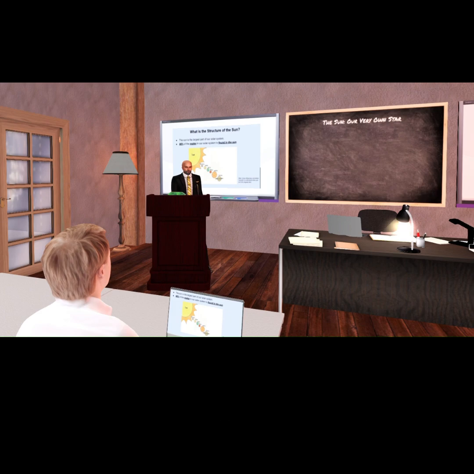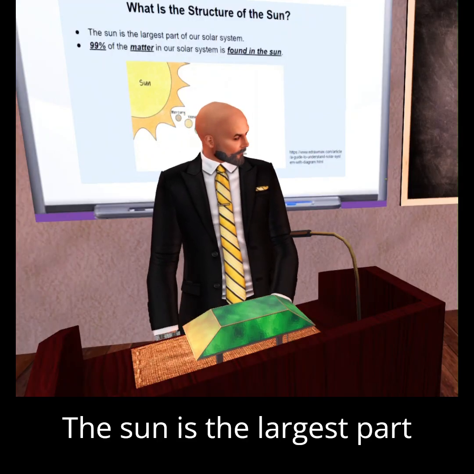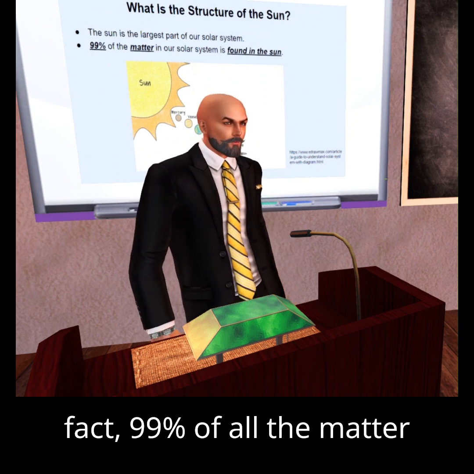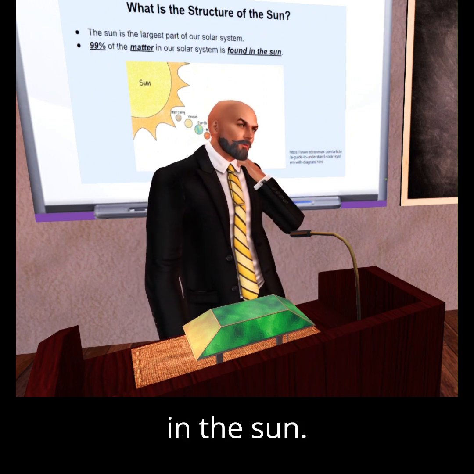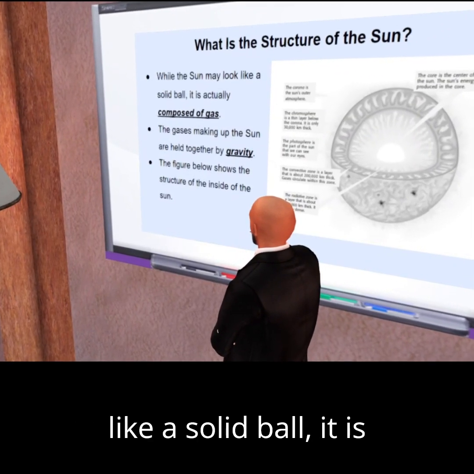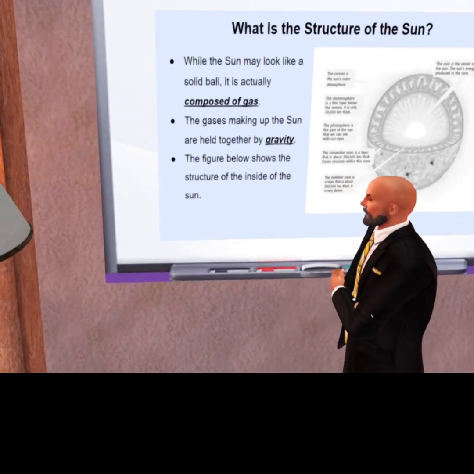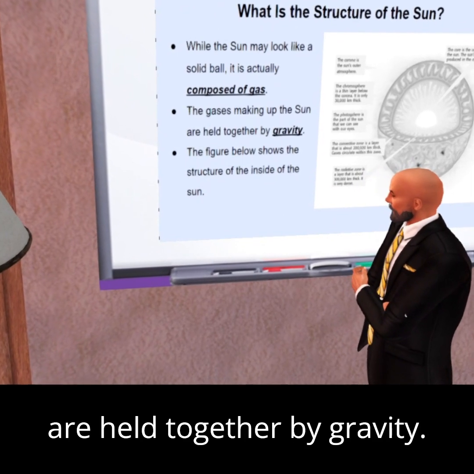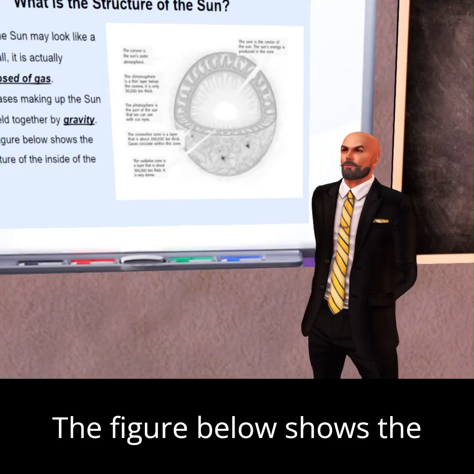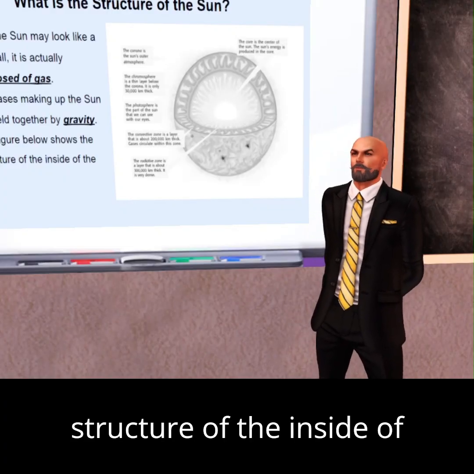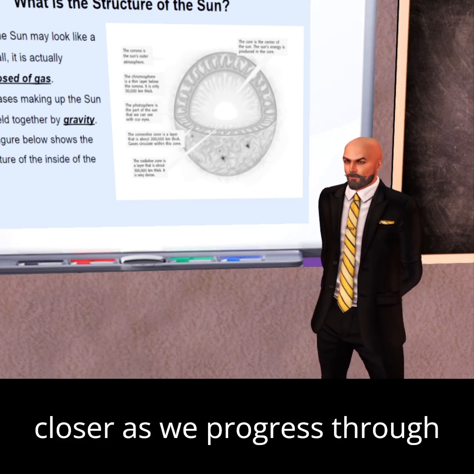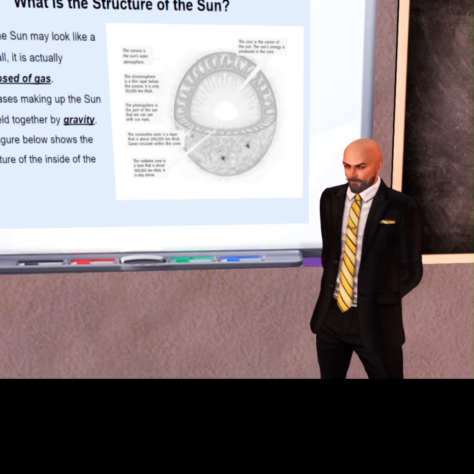the Sun? The Sun is the largest part of our solar system. In fact, 99% of all the matter in our solar system is found in the Sun. Now, while the Sun may look like a solid ball, it is actually composed of gas. The gases making up the Sun are held together by gravity. The figure below shows the structure of the inside of the Sun divided into layers. We'll look at these a bit closer as we progress through the lesson.